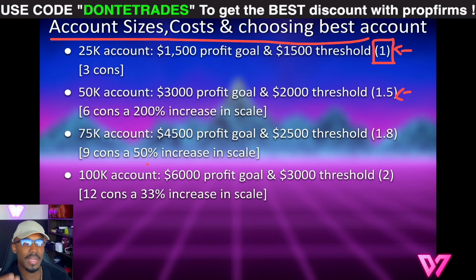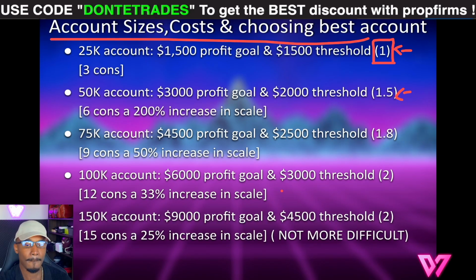So what we're actually seeing here with Take Profit Trader is that a lot of their offerings are actually pretty good, right? On a lot of other prop firms, you see that as the price increases, the difficulty for the scale absolutely makes no sense. But here, these numbers all make sense. But look what happens with the 100K account. Here you have a 20% increase in difficulty from 1.8 to 2, but you only have a 33% increase in scale, so that's okay. But look what happens when you get to the 150K account.